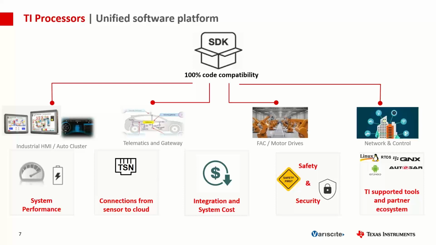So industrial HMI and auto cluster are kind of two sides of the same coin, right? Where you have a highly feature-rich display. So panel PC in a lot of cases is the industrial application that you think of there. So the system performance, full HD, right?